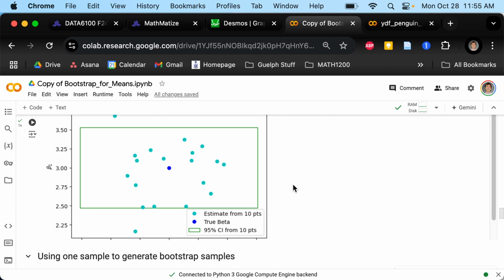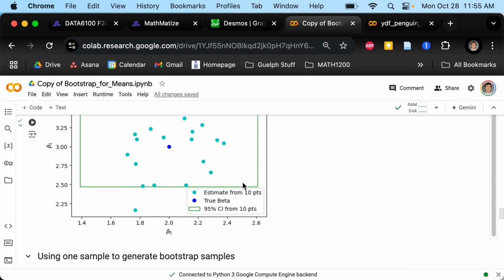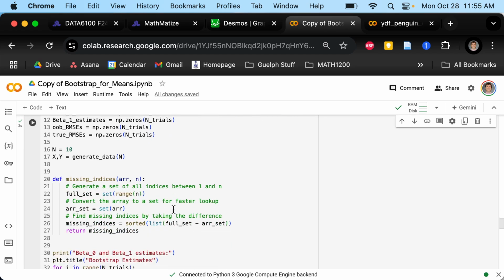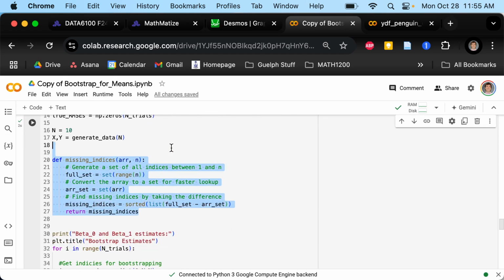But here is how to do it with bootstrapping. So this is all from before. And now I'm going to show you the bootstrap. And in the bootstrapping, to figure out the out-of-bag error, I have this function called missing indices. And you'll see that I use this to calculate which ones were never selected in the bootstrap.